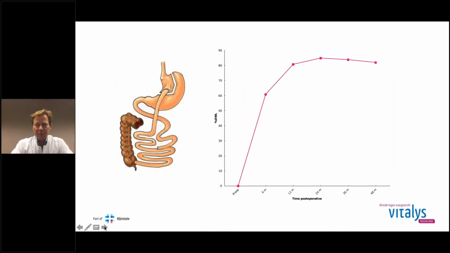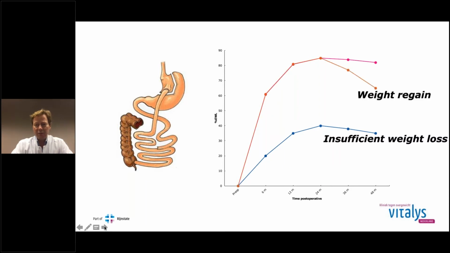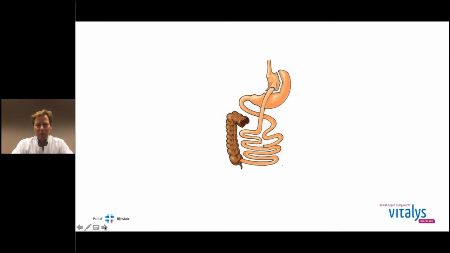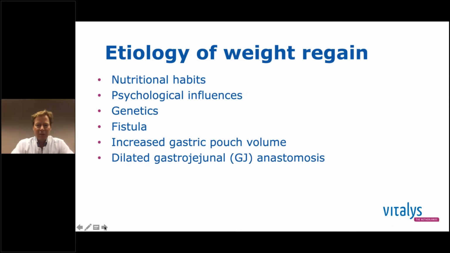A very effective operation in terms of weight loss and resolution of comorbidities, as we all know. But what we also have to acknowledge is that a serious amount of patients, probably around 25 to maybe 30%, have an insufficient result in terms of weight regain or insufficient weight loss. And when that happens, of course, we need to prepare patients that it could happen. So you need to counsel them before the operation, but after it happens, counseling will be the first step. We'll talk a bit about that in more detail in a minute.